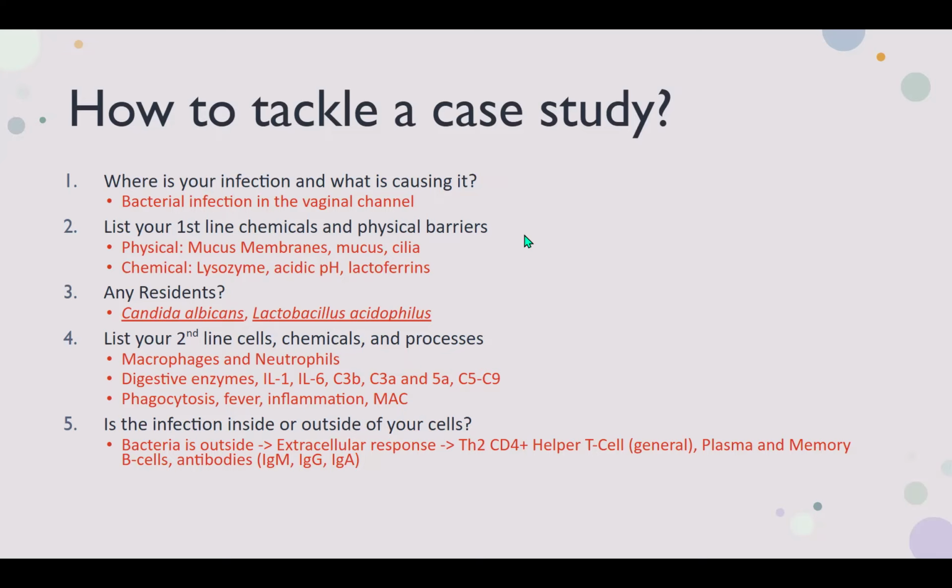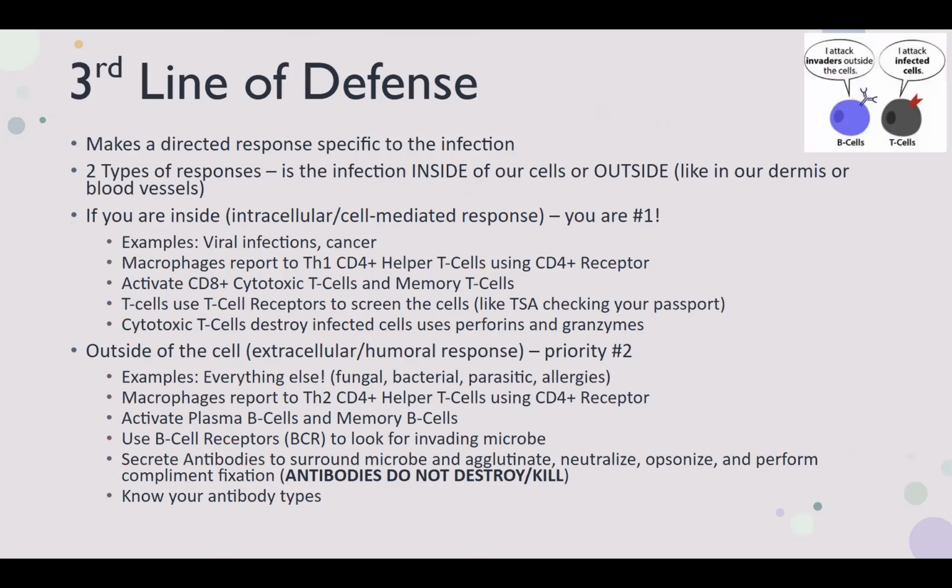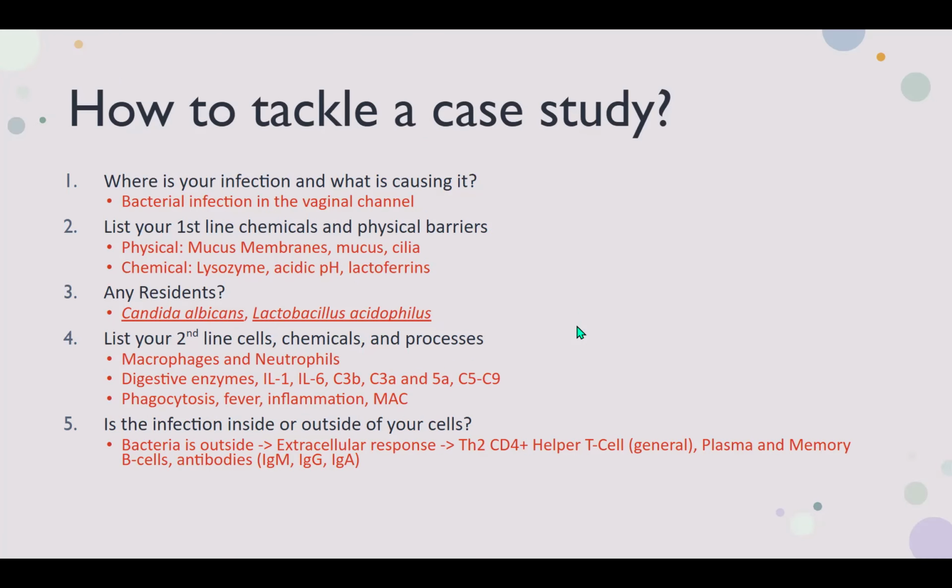And then lastly, ask yourself, is this an infection inside or outside of your cells? So is it a virus or is it anything else? If it's a virus, it's Th1. If it's anything else, or outside the cells, they call it extracellular, or I think the other term I had was humoral response. And that's going to involve the Th2 CD4 plus helper T cell, then your plasma and memory B cells, and then your antibodies IgM, IgG, and IgA.